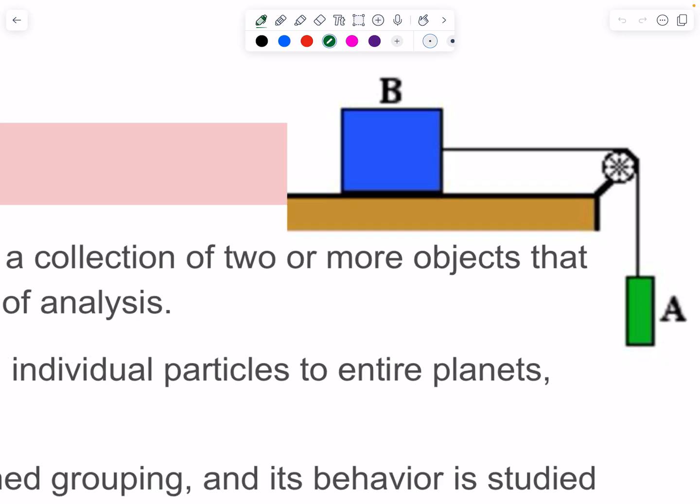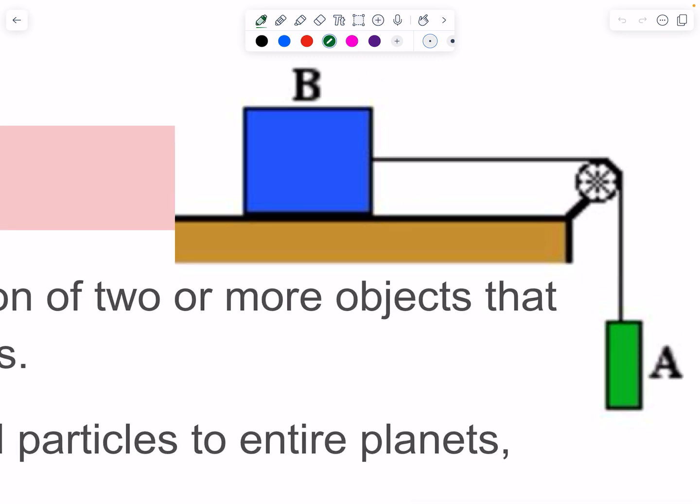So if we can see in this picture here, we have two individual objects. We have object A and we have object B. But as we can see, those two objects are connected with this string. And so because they are connected, they are going to move together. They're going to accelerate together. They're going to change their position together, right? So because they move together, we can analyze them as a whole.